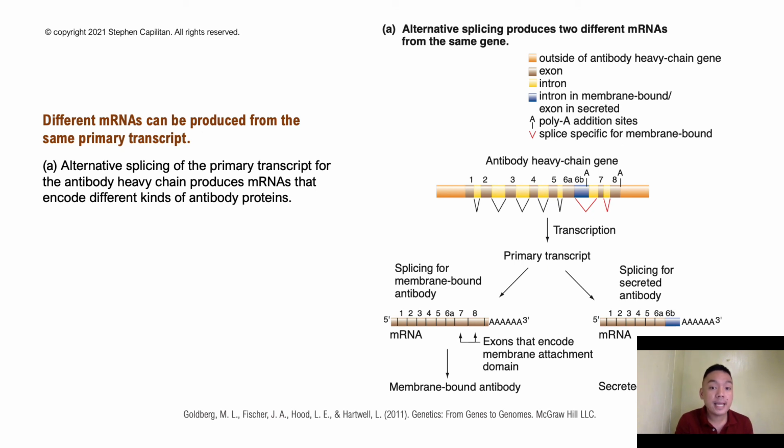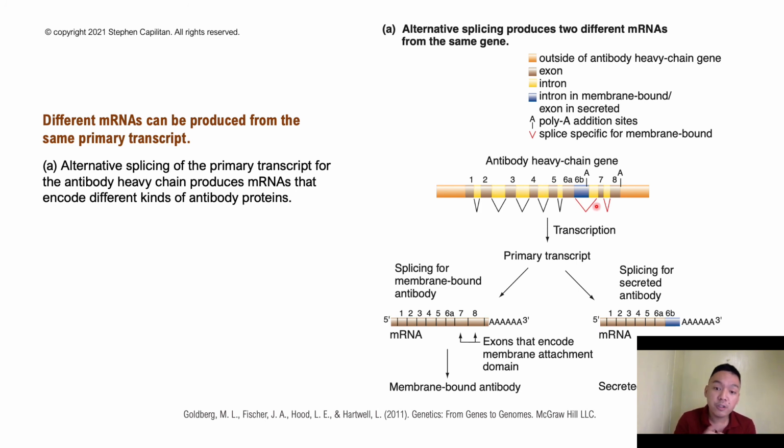This alternative splicing of the primary transcript for the antibody heavy chain will produce mRNAs that encode different kinds of antibody proteins. This orange is the outside of the antibody heavy chain gene. This brown is for exons. This yellow is for introns. This blue one is an intron in membrane bound or an exon in secreted. A is the poly A addition sites, and these red lines are the splice specific for membrane bound.